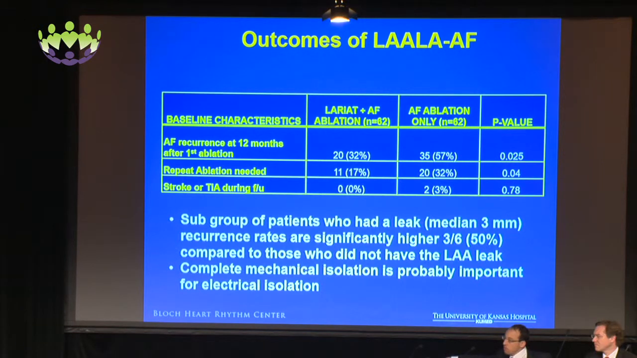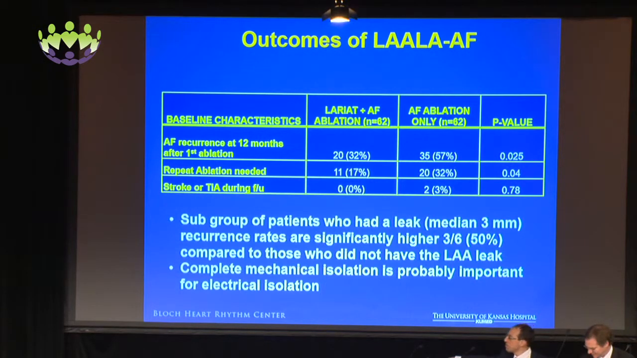If you look at their outcomes at 12 months, the recurrence rate of arrhythmia is significantly higher in those patients who actually had AFib ablation alone. It's about 47% compared to 32%. Obviously, more repeat ablations were needed in the group that did not have the appendage isolation done. And in fact, we actually saw some stroke benefit as well. There were 2 TIAs in the group that had the AFib ablation alone.